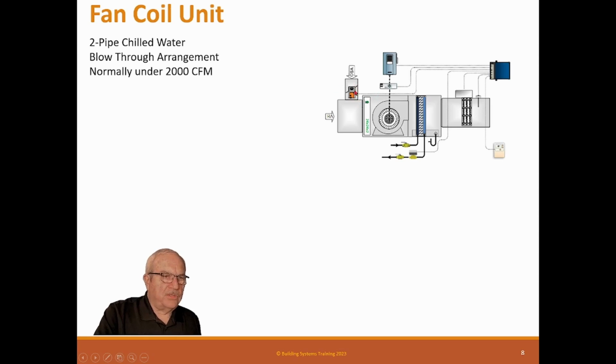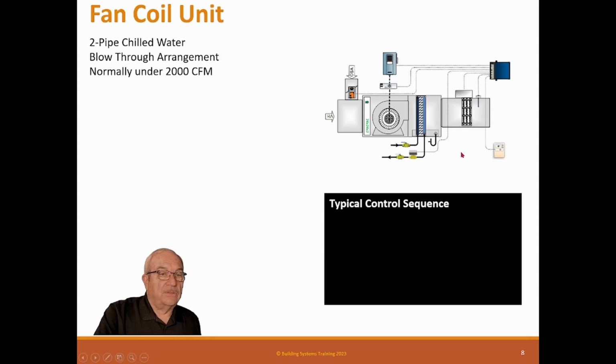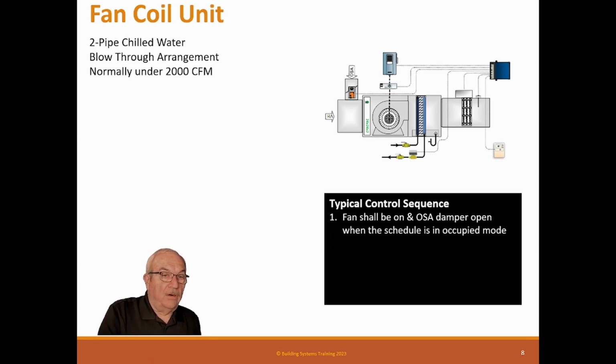Now, why would you say you would need that? Well, because of the sequence. The control system has to do what the sequence is doing. So here's the sequence for this. It's pretty simple. Fan shall be on and the outside air damper open when scheduled in the occupied mode. And that's why we need an actuator on it, because it needs to be off when the unit's off so it doesn't let outside air infiltrate the building. And it needs to be at its balance position when it's on.